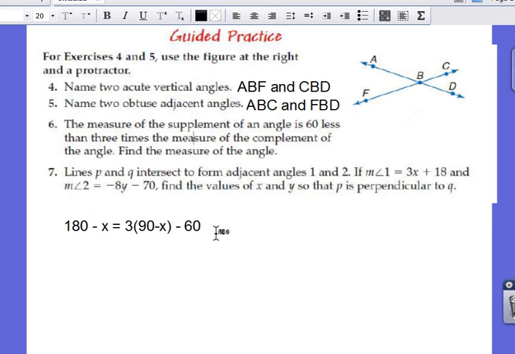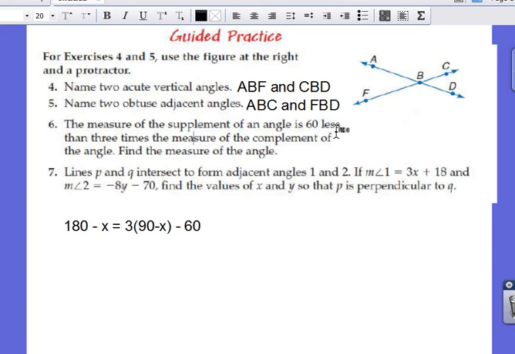So let's just read the theory we got here. First part, the measure of the supplement of an angle is. So whatever the angle is, to get the supplement of it, you just do 180 minus x. Because supplement means supplementary, which means if you added two angles, you get 180, that they're supplementary. The word is means equal. And then 60 less than means we're taking away 60 from something, whatever it is.